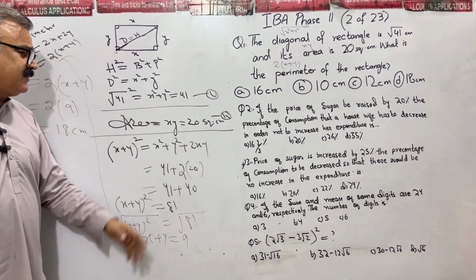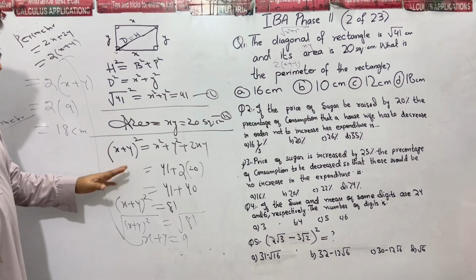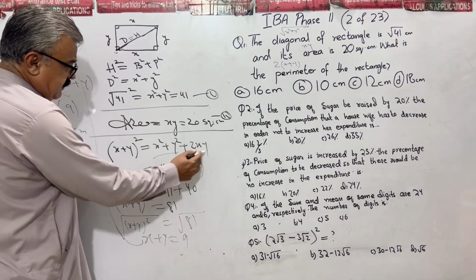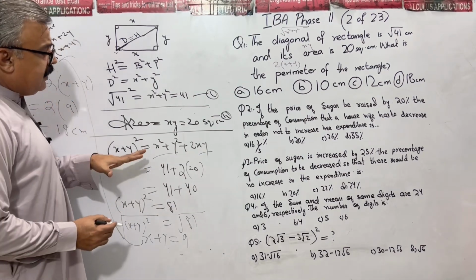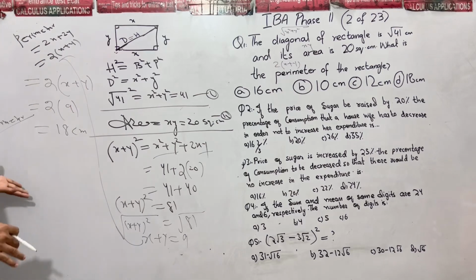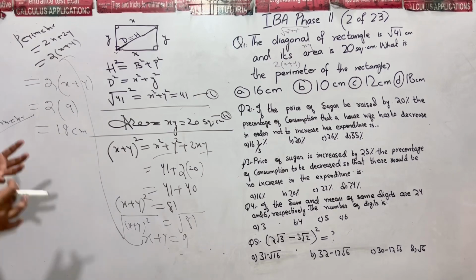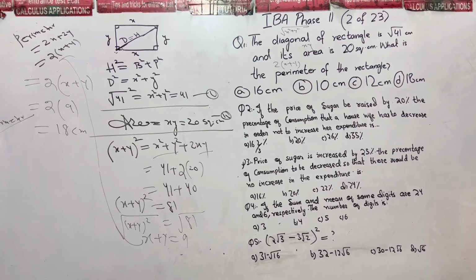(x plus y) whole square equals x square plus y square plus 2xy. Three things are involved in that: x square, y square, and xy. Plug in the values and you are going to arrive at the result. You should have rational acumen: understand the question, then apply your concept. Moving towards the next question.